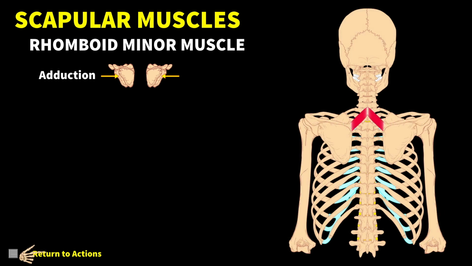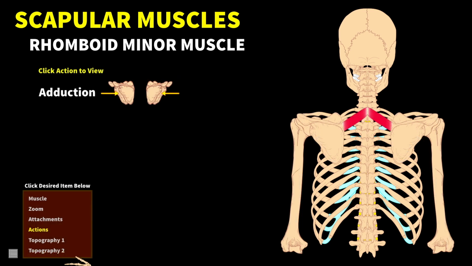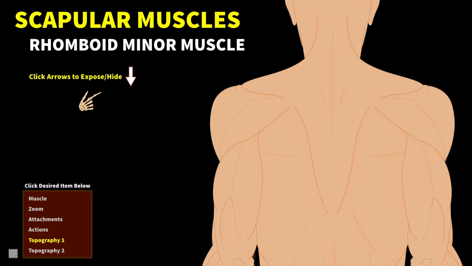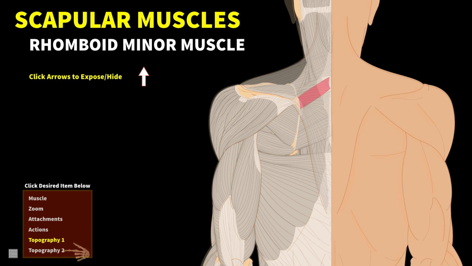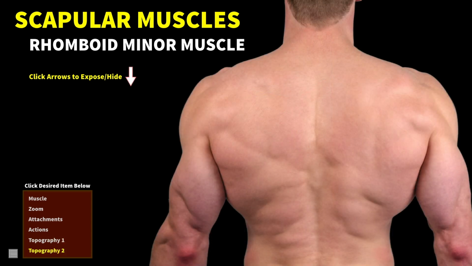Let's finish our study of the rhomboid minor by observing its relation to other muscles. Note that with the skin transparent, the rhomboid minor is still not visible, as it is completely covered by the trapezius muscle. If I make the trapezius transparent, the rhomboid minor is now visible. On the image of the real body, we again see that to see the rhomboid minor, we have to make the skin and trapezius muscle transparent.